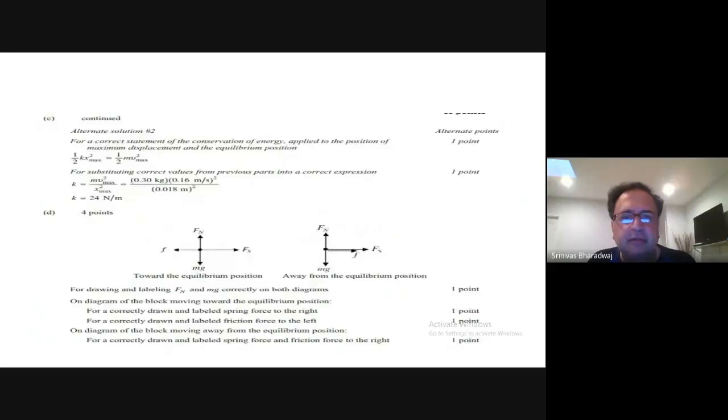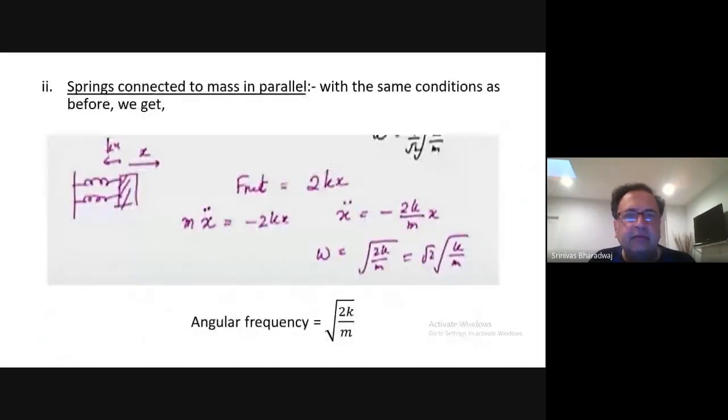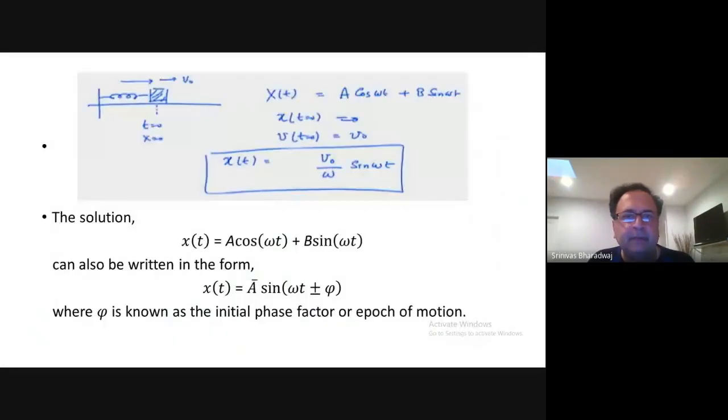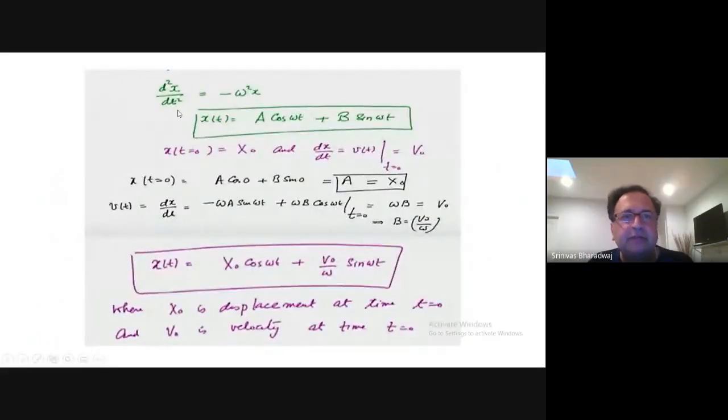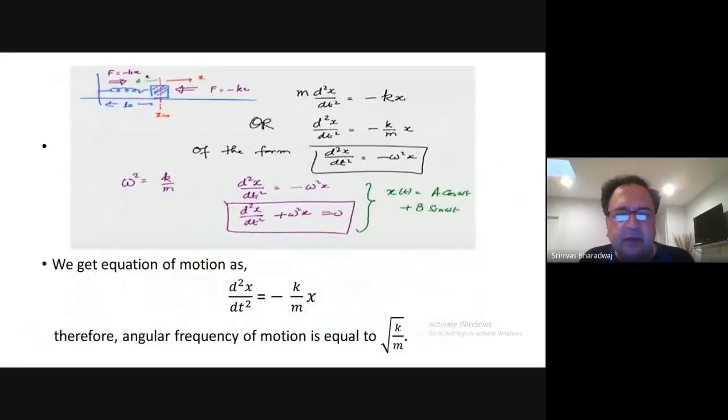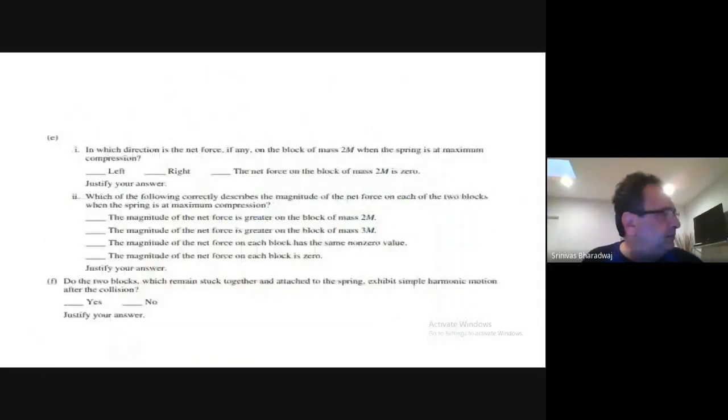If you forgot what omega square is, remember it. This is the main equation: d square x by dt square equals minus omega square x. Anything that goes into that form, you write in this form and work with that. Just like you had k over m equals omega square, similarly you have g over l equals omega square, and therefore this whole equation works out for you.